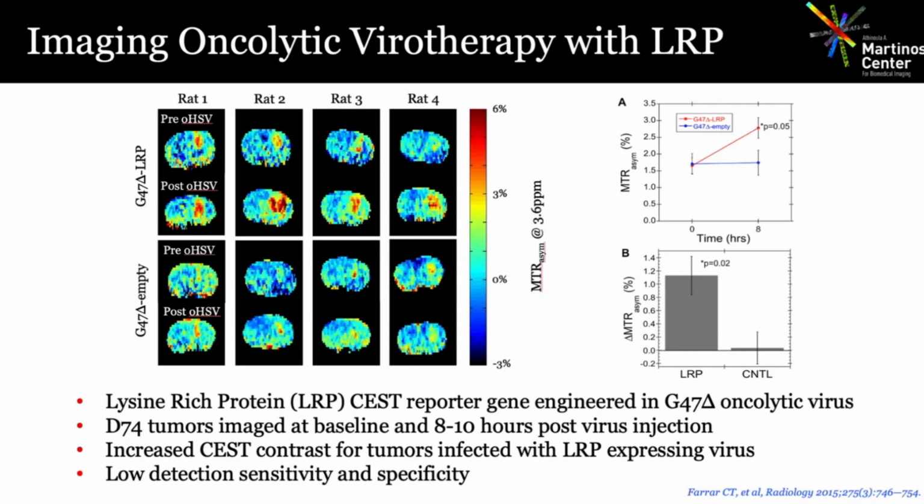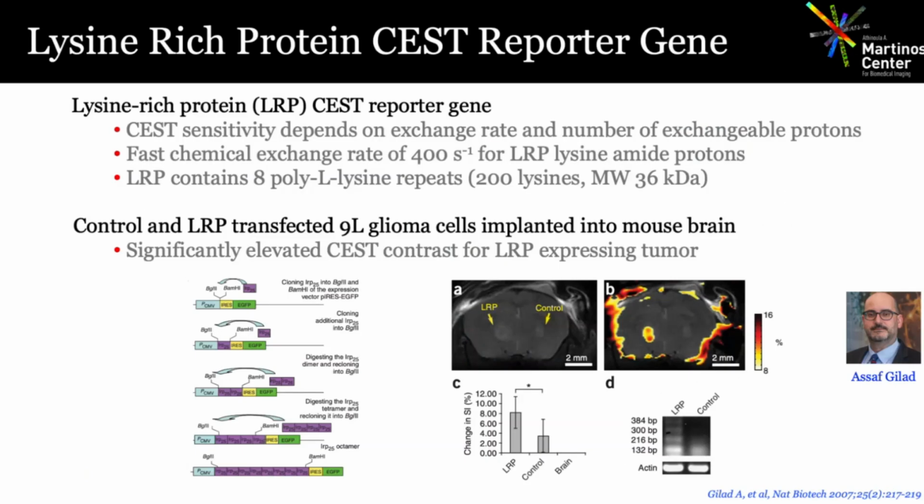But at later time points, as showed in the first part of the talk, you're going to get all these changes in the background CEST contrast due to the response to the therapy. You know, the pH is going to be changing, the concentrations are going to be changing. So how do you separate out the background signal changes from your reporter protein signal changes? So you have a specificity problem.